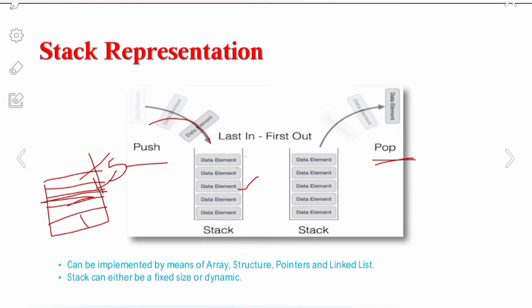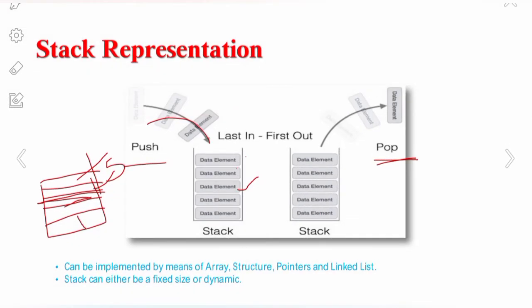So another thing here is we can apply push and pop operations only at one end of the stack, right? You can apply any operation on the stack only from one end, which is called the top element. From the top of the stack only you can perform these two operations, push and pop. A stack can be implemented by means of arrays, structures, pointers and linked lists.